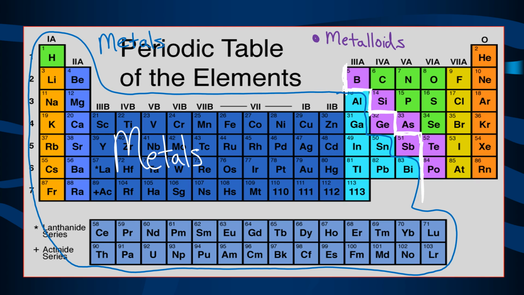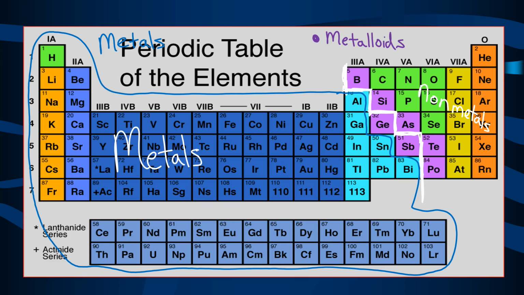And then the other region, everything left over, everything over here to the right are your non-metals. If you want to just color your non-metals like a green or something like that, you might be able to do that. So I'm going to give you time if you want to shade in your periodic table, however, so that you can do that.